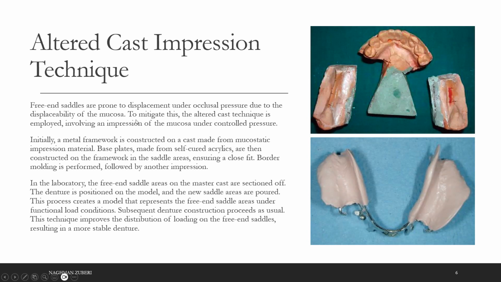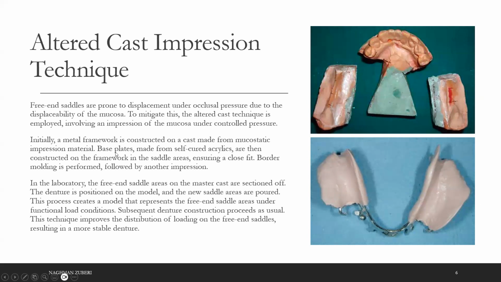Free end saddles are prone to displacement under the occlusal pressure due to the displaceability of the mucosa. To mitigate this, the altered cast technique is employed, involving an impression of the mucosa under controlled pressure. Initially, a metal framework is constructed on a cast made from the mucostatic impression material, which I have shown you earlier. Base plates made from self-cured acrylics are then constructed on the framework.